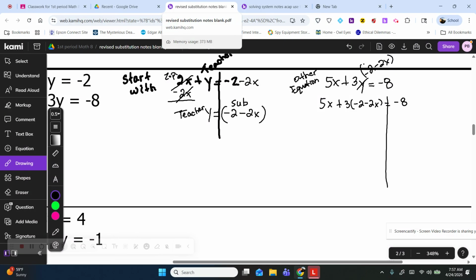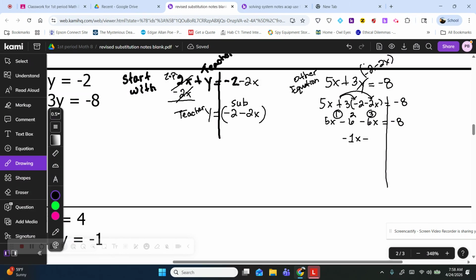Everybody got it? Distributive property. So now we have 5x. 3 times negative 2 is negative 6. 3 times negative 2x is negative 6x. Now, I get to combine what, guys? Yeah. What's 5 minus 6? Not 6 minus 5. Negative 1. So that becomes negative 1x minus 6 equals negative 8.